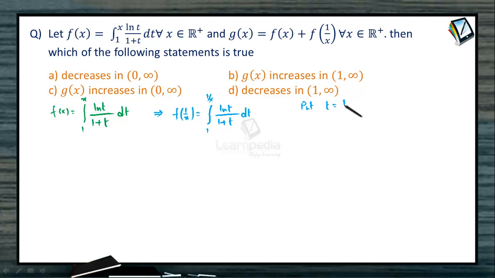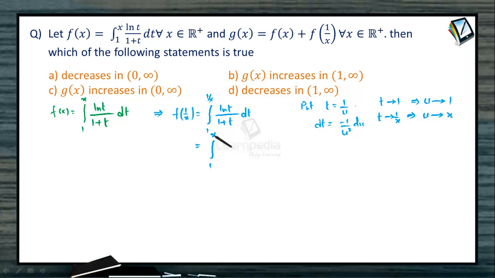So in order to evaluate the second integral, that is f of 1 by x, we will follow a substitution. Let us put t as 1 by u. Then dt would be minus 1 by u square du. And why did we do this substitution? As t tends to 1, the lower limit u will still tend to 1 only. As t tends to 1 by x for the upper limit, the value of u would become x.